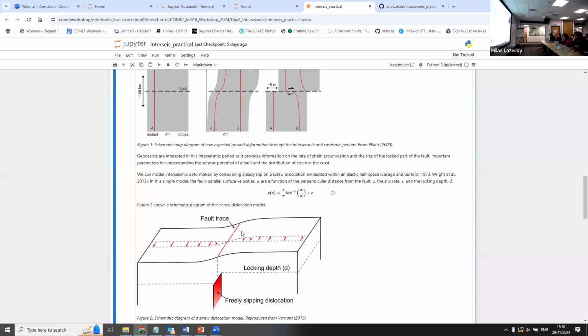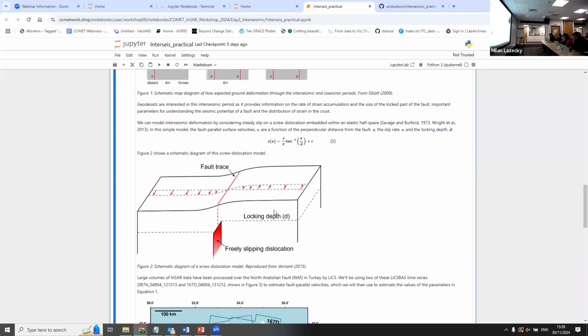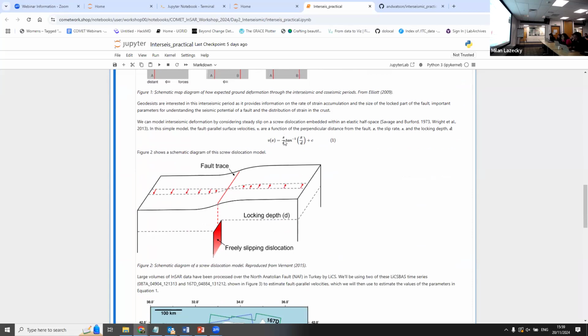In this practical, we choose to use this simple dislocation model to model the interseismic deformation. In this equation, S is the slip rate below the locking depth, X is the perpendicular distance from the fault, and D is the locking depth. So you can see that the shallow part of the crust is locked, while it is freely slipping below the locking depth.